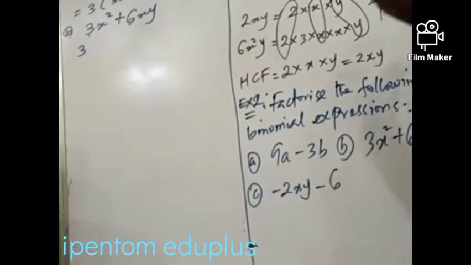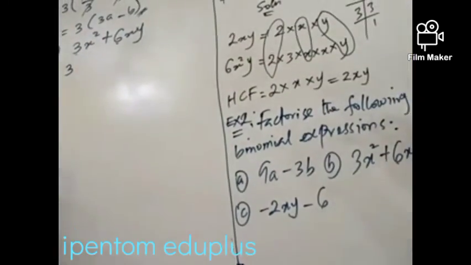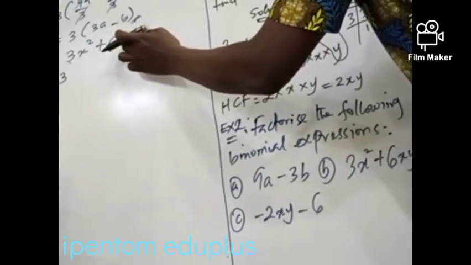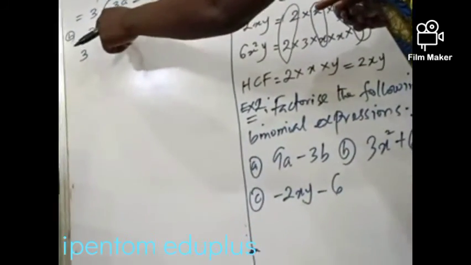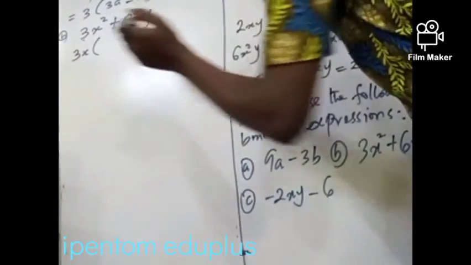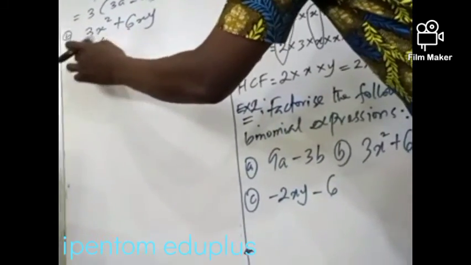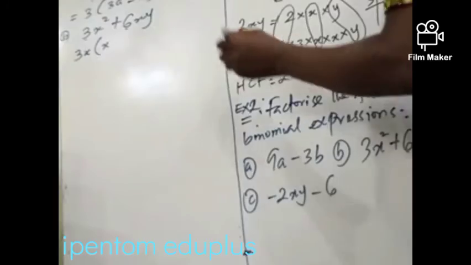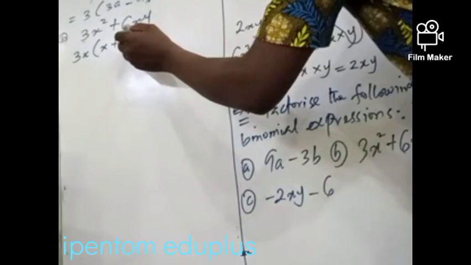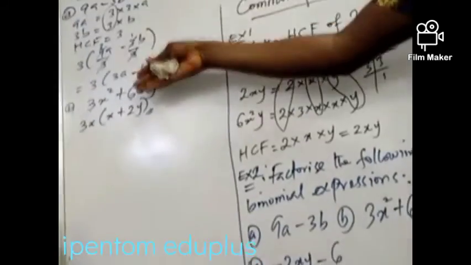Then we check the letters. Do we have a common letter? Yes, we have x squared and x. What is the highest letter that can go in x squared and also go in x? x can go in x squared, but x squared cannot go in x. So we pick x. Then we open a bracket. 3 will divide 3. x will go in x squared, we still have 1x left. Plus, 3 will go in 6, we have 2. x will cancel x, then we have y. So that is how to factorize instead of passing through the long method.